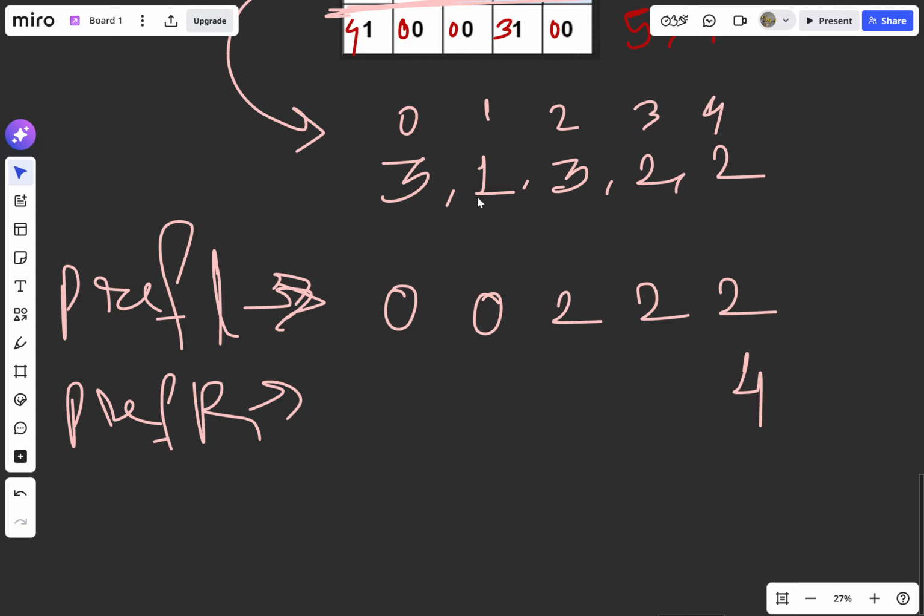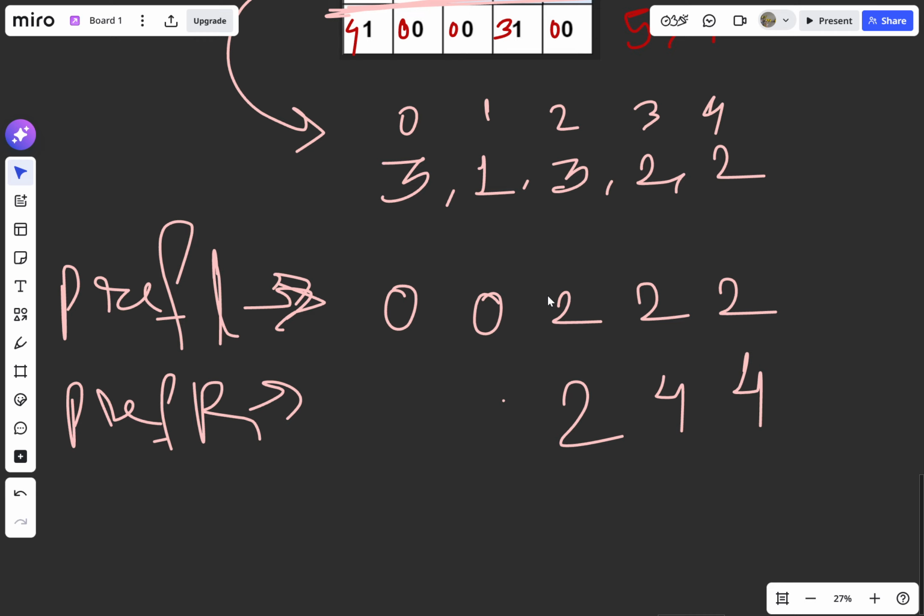To calculate the prefix of right, 2 has nothing greater than that, so that's why 4 only. After that 2 also has nothing. Okay, so yes, the element present at index number 4 is also greater than or equal to 2. Then 3 is greater than 2 and 2, so that's why 2 is the only one present there. That particular index is only greater than or equal to that particular index.